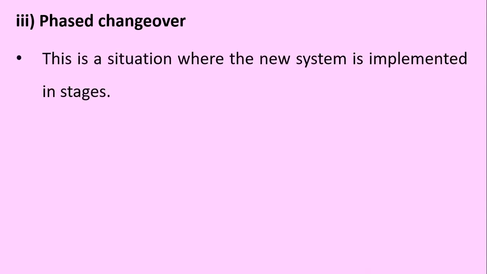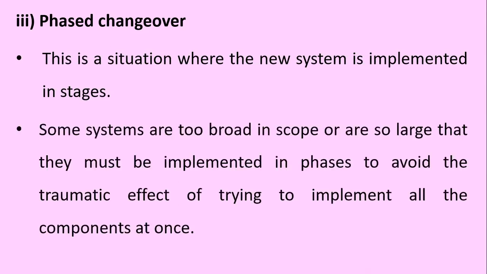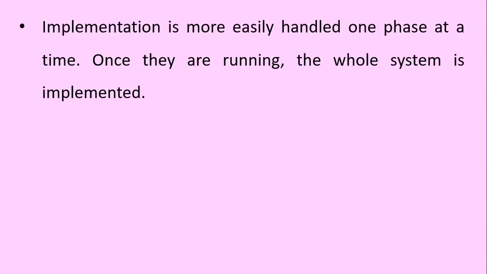The third method is called phased changeover. This is a situation where the new system is implemented in stages. Some systems are too broad in scope or too large that they must be implemented in phases in order to avoid the traumatic effect of trying to implement all the components at once. The implementation is more easily handled one phase at a time. Once they are running, the whole system is then implemented.